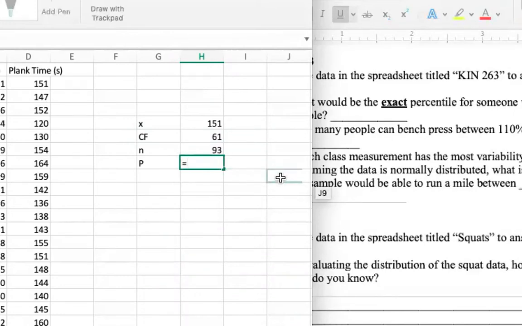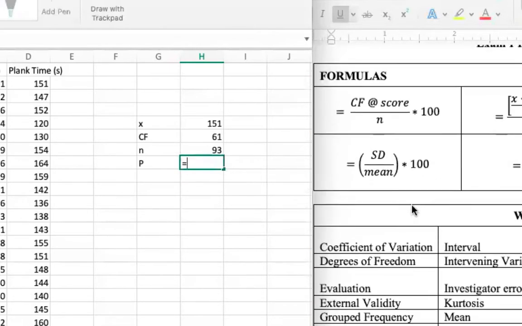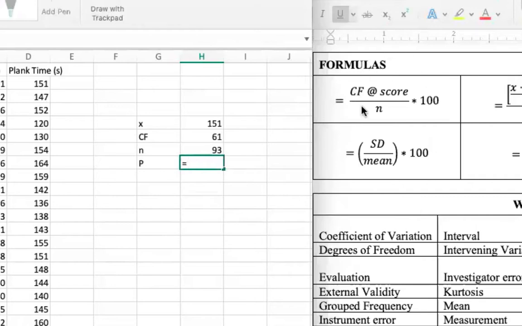Is it X minus cumulative frequency over N? Not quite. So we go back up here. Oh, it is. This one here, right? So the cumulative frequency at a given score, 61, divided by the total number, which is 93, times 100. This is why I give you guys the formulas, because there are way too many in this class to try to remember. But that should give us our percentile for this individual.